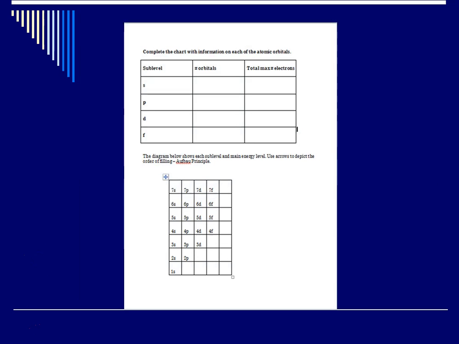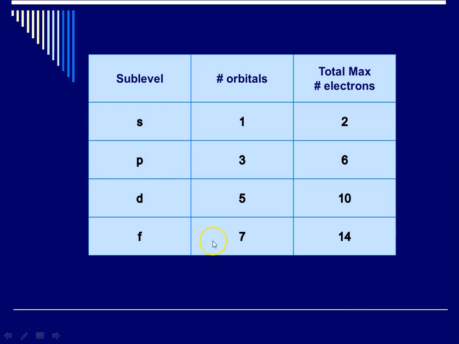Then there's a second page in your packet, hopefully, and it looks like this. And so again, what I've done is I have filled out a chart for you for the top table in that worksheet. And here it's broken down into sublevel, number of orbitals, and total maximum number of electrons. So S, 1 orbital, 2; P, 3 orbitals, 6; D, 5 orbitals, 10; and F, 7 orbitals, 14.